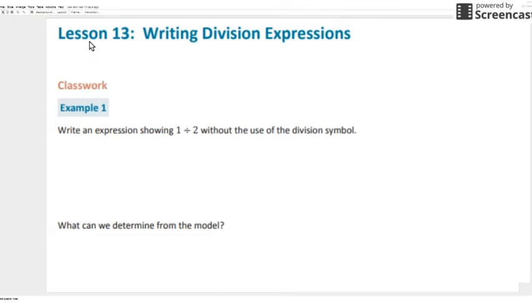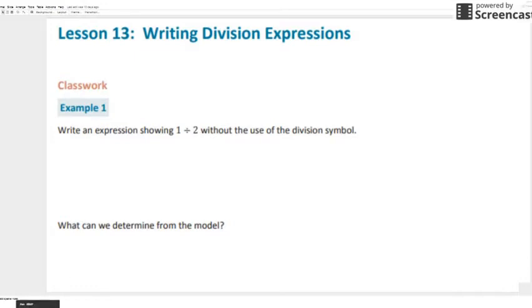All right, hello students. Today we're moving on to lesson 13, writing division expressions. So let's take a look at the classwork. In example one, we're asked to write an expression showing 1 divided by 2 without the use of a division symbol.